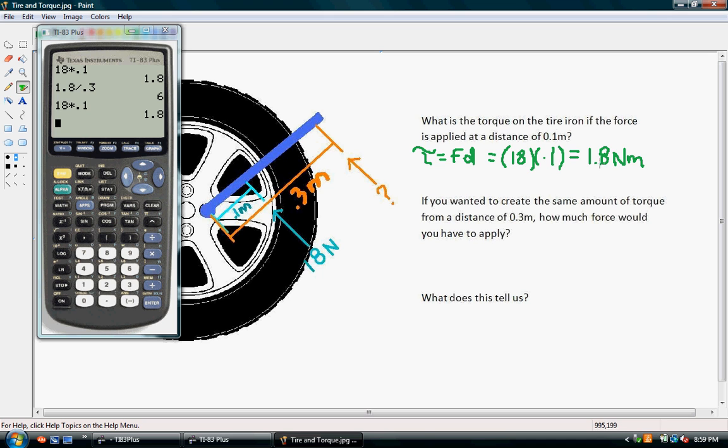Alright, the units for torque are Newton meters. Notice that torque is equal to force in newtons times distance in meters. So the units for torque are Newton meters. Alright, so that's our torque.